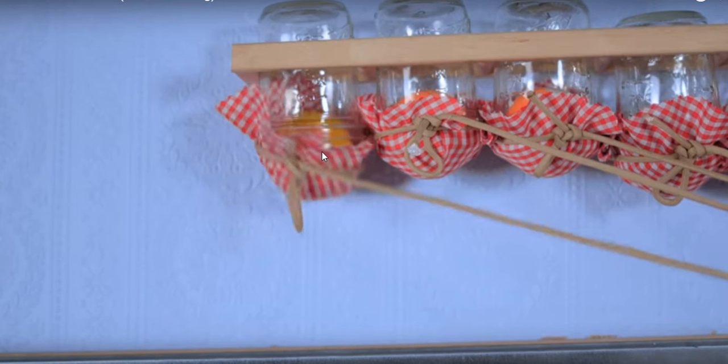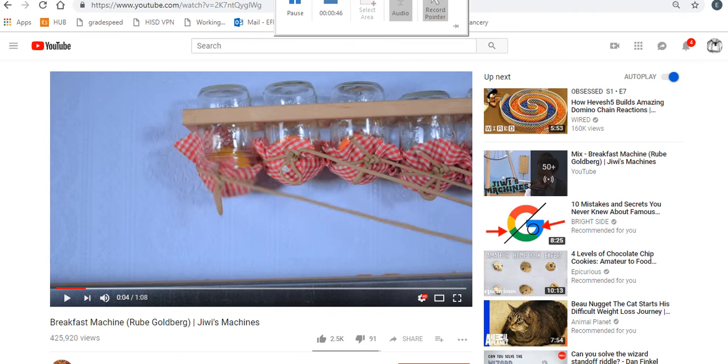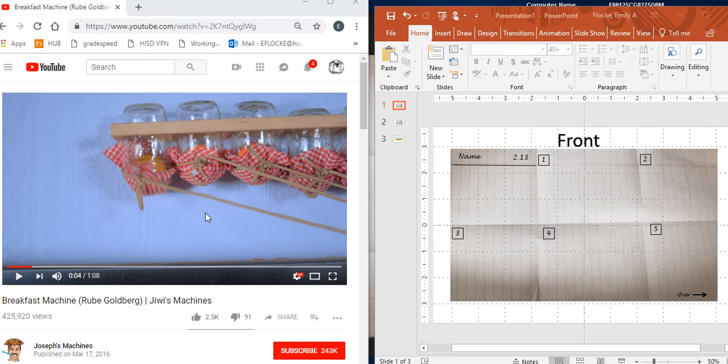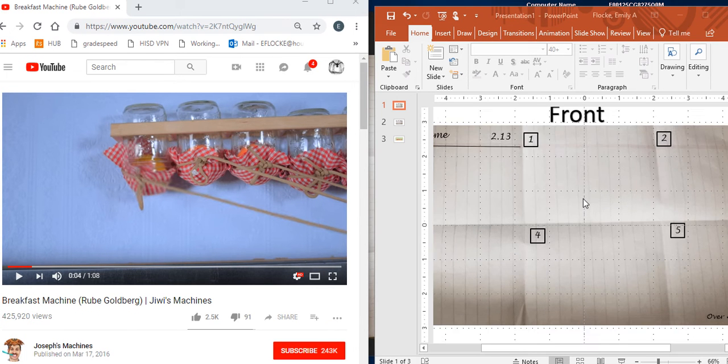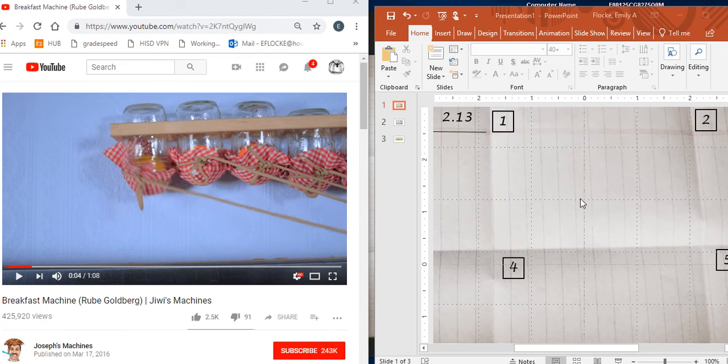Right here is where I'm choosing to start watching this. So what I'm going to do is bring up the other page. I paused it right here and I'm going to zoom in on square one.